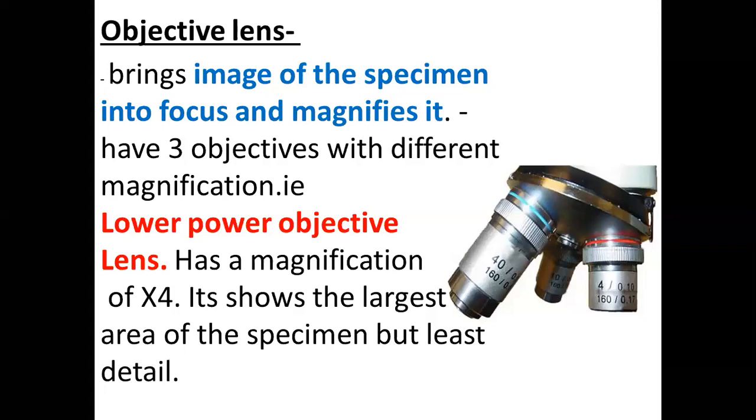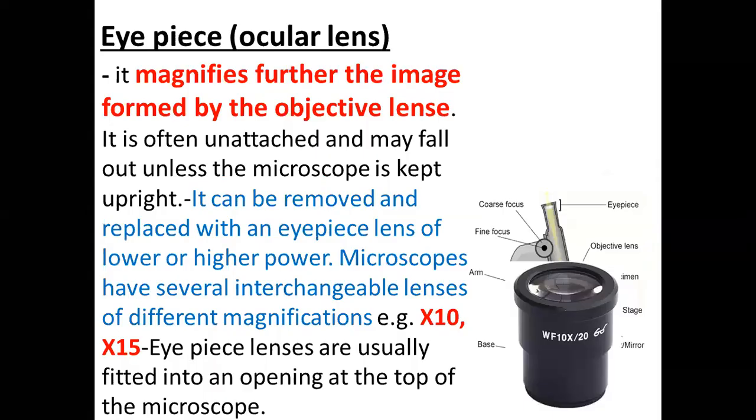Now, when you talk of objective lens, these ones bring the image of the specimen into focus and magnify it. If you look at the functions of these two lenses, they are different. Objective lens brings the image of the specimen because it's the one which is just next to the specimen, and magnifies it. But if you go back to the role of the eyepiece lens, it magnifies further. So many people miss that aspect of further. So it magnifies further the image formed by the objective lens. So you can see the role of the eyepiece lens is making reference to the objective lens.